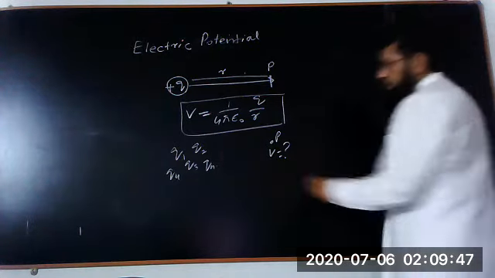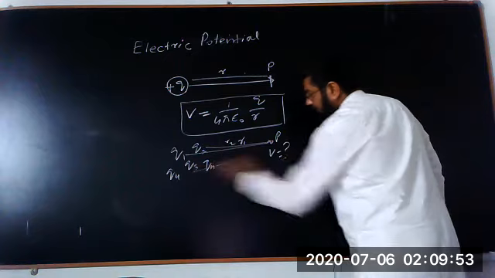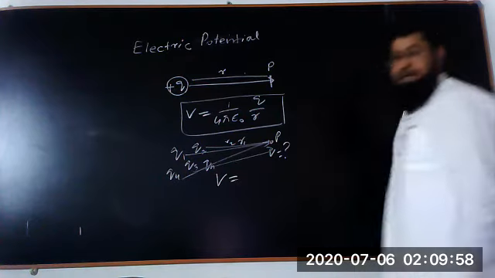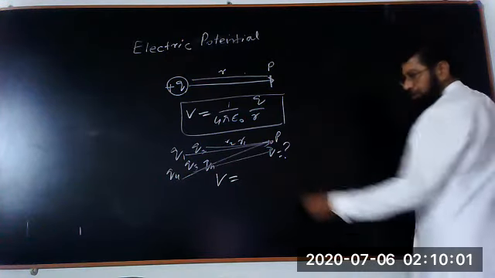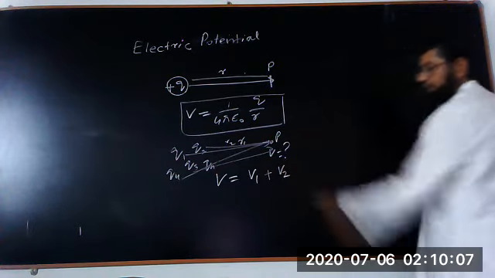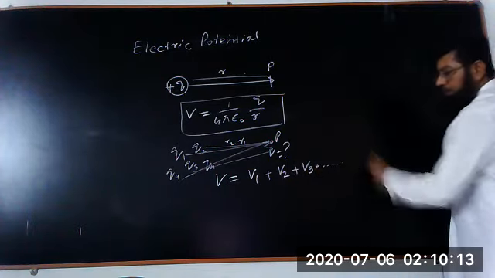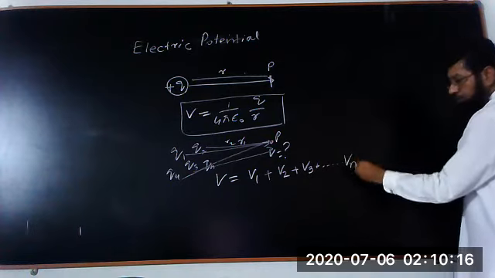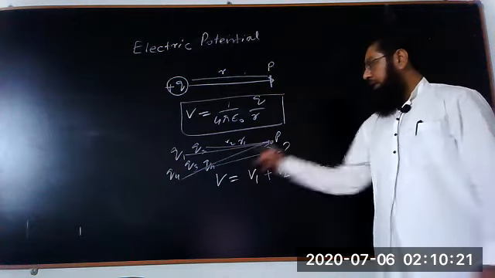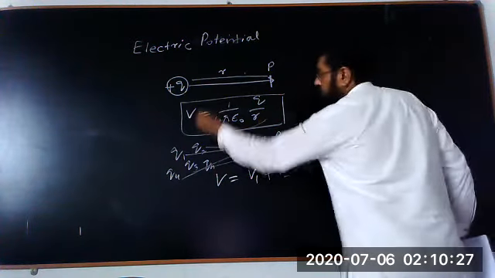So here, this is at a distance r1, this is at a distance r2, this is at a distance r3, this is at a distance r4. The total potential V can be written as the potential due to the charge Q1, which we call V1, the potential due to the charge 2, which is called V2, the potential due to the charge 3, which we call V3, up to the potential due to charge N. So this is the sum of all the potentials at any point due to all the charges.